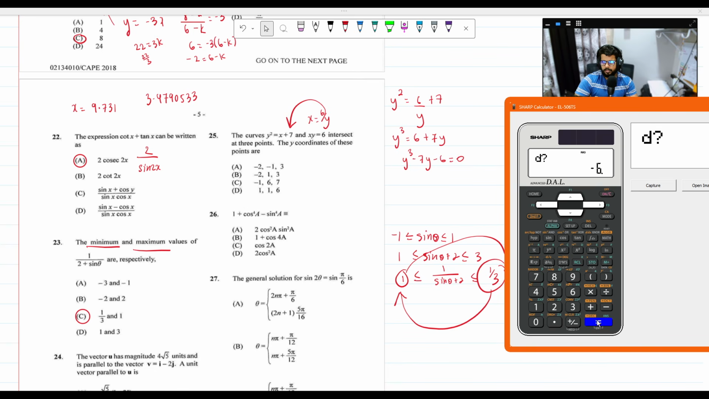D is minus 6 here. Minus 2, 3, and minus 1. Oh, A is the answer. I didn't see the minus 1 inside there. Alright, cool.